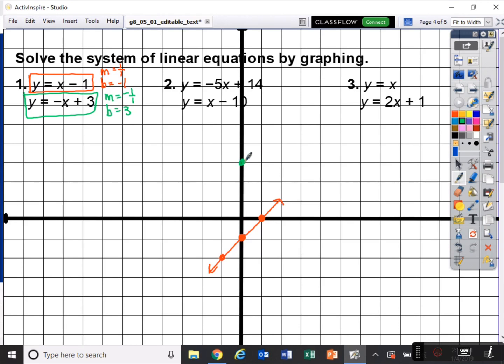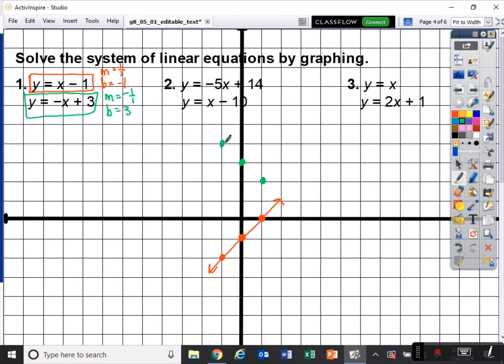Remember, the negative tells me to go down, so I'm going to go down 1, but instead of to the left, because my 1 on the bottom is a positive, and positive means right. Go back to your y-intercept. Instead of down 1, I'll go up 1. Instead of to the right 1, I'll go to the left 1.